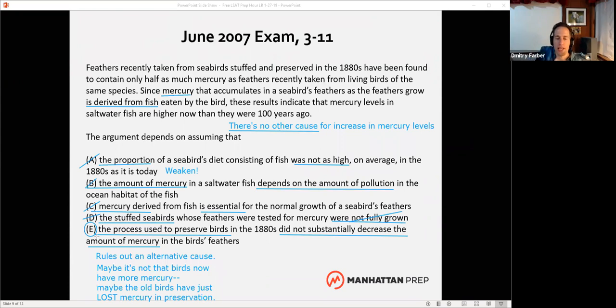So if we negate this, if we say the process did substantially decrease the amount of mercury, it would really ruin the argument. So do you see why that's a necessary assumption? Why we can't really do without that?